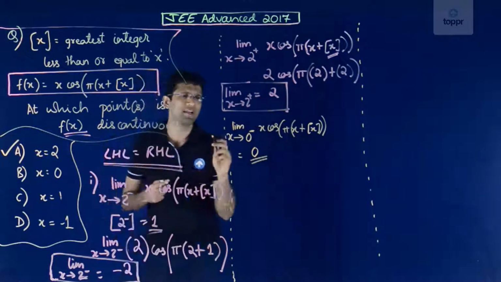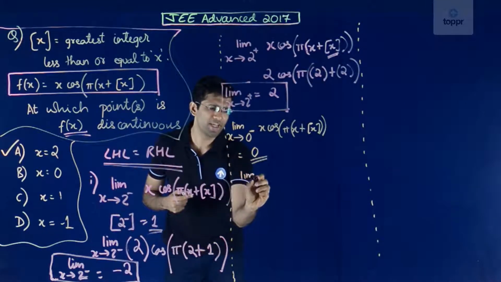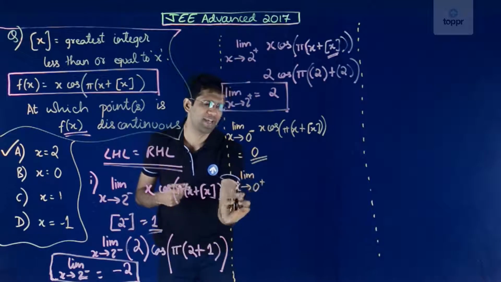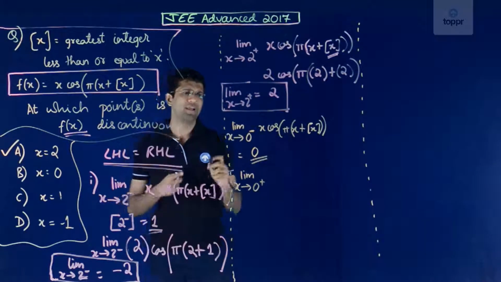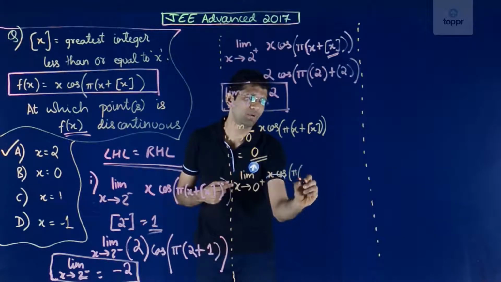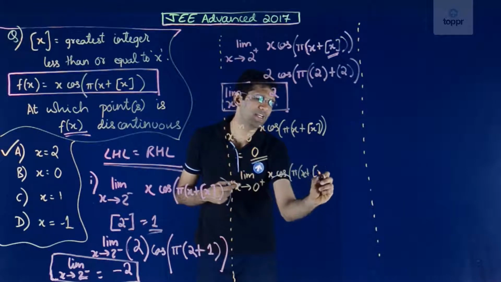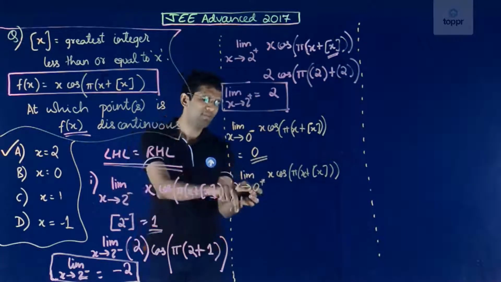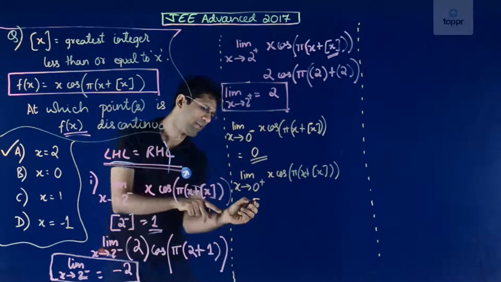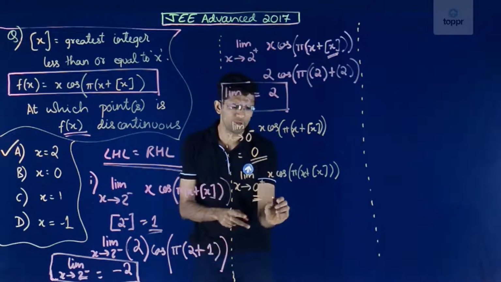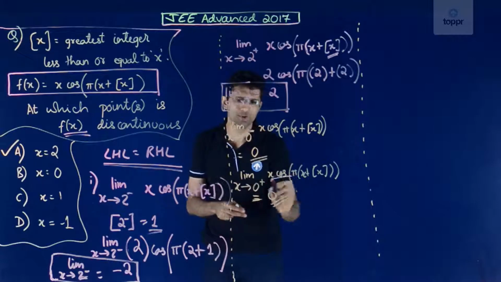Now to find the right-handed limit, we will take the same function, but this time we will approach the point 0 from the right-hand side. So we write x tending to 0 plus, and the function will be the same, that is x into cosine of pi into x plus greatest integer function of x. Now note that again if we substitute x equal to 0 here, by direct substitution we will get 0 into cos of some finite value, which will obviously give us the value 0.